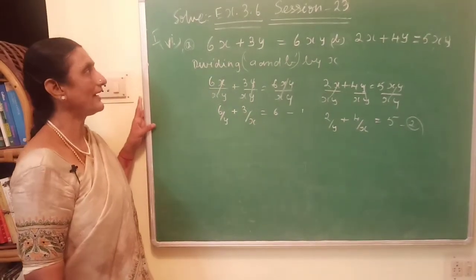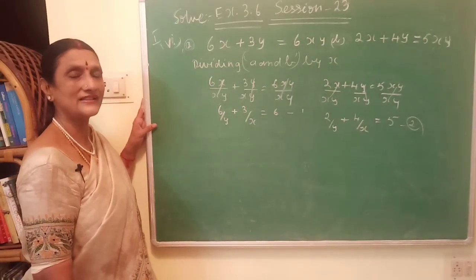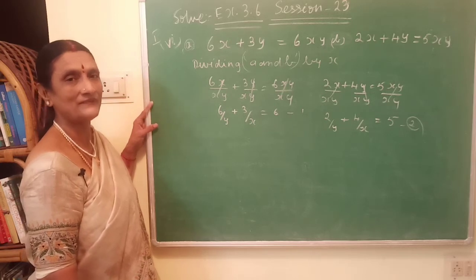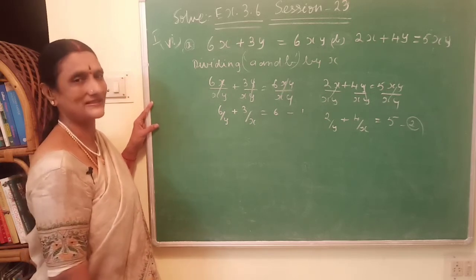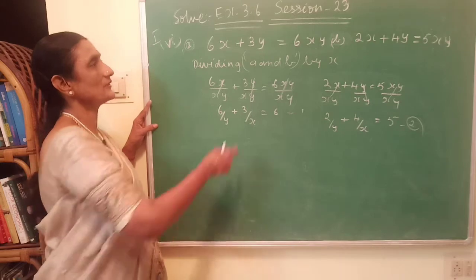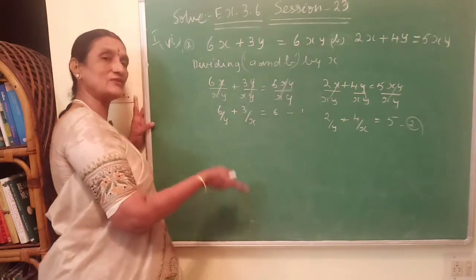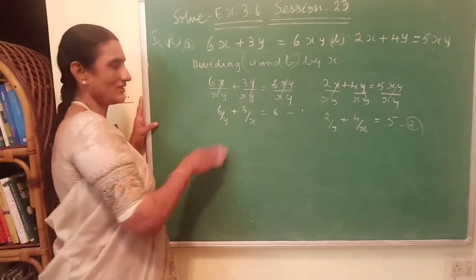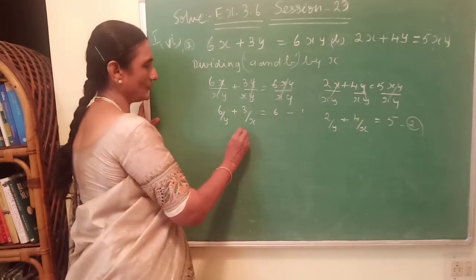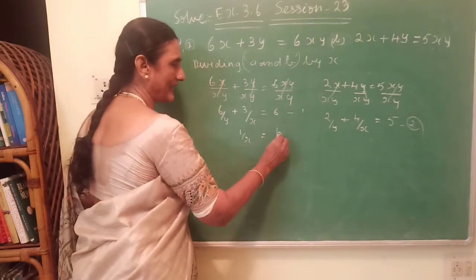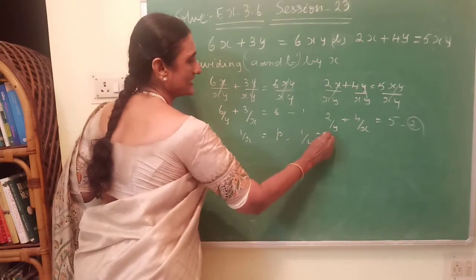See, if you have gone through all the 6 sums, each and every sum has got some uniqueness, isn't it? Now this sum is unique in this way, but finally it gets reduced to the form which we discussed earlier. So now what are we going to do? We are going to take 1 by x as p and 1 by y as q.